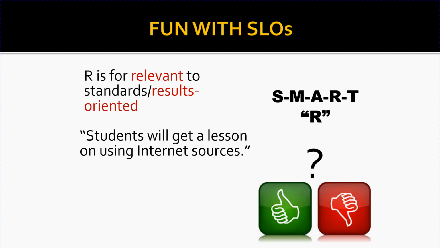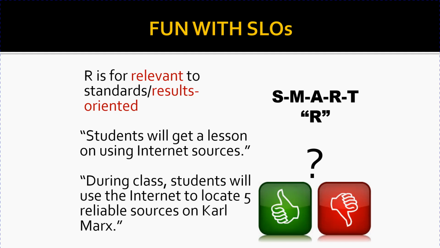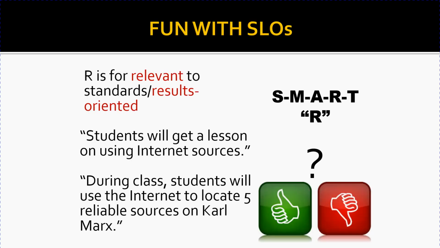So students will get a lesson that's vague and terrible. During the class, students will use the internet to locate 5 reliable sources on Karl Marx. Notice that in order to really tell if this is right, my standard in history would have to have something to do with understanding probably socialism or communism, right? So this needs to be, R is for relevant. The relevance also makes this valid, right?